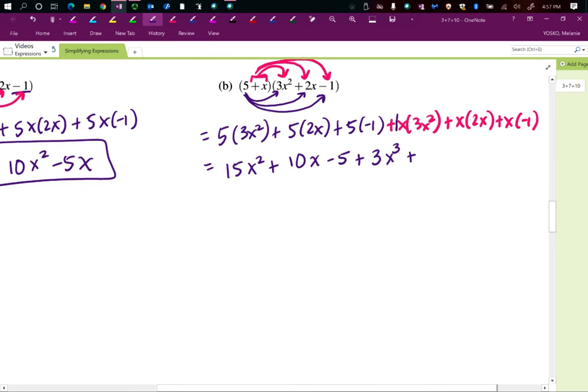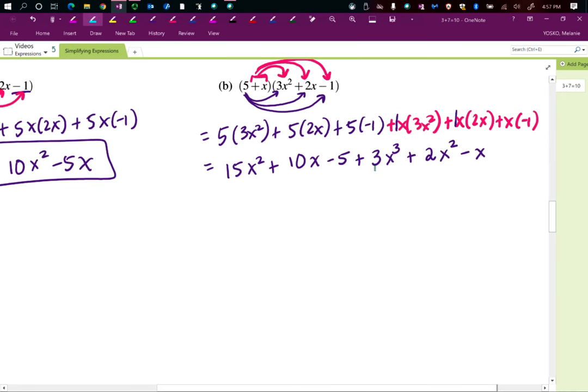Plus, look at the next set. X times 2x. Well, the coefficient of this x is a 1. 1 times 2 is a 2. Then you have x times x is x squared. And the last term is minus x. Okay, hopefully that makes sense. Now we're going to combine like terms. So let's start out at the beginning. What's the highest power of x anywhere in here?